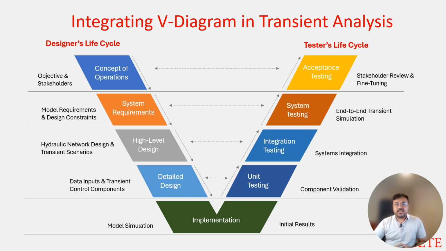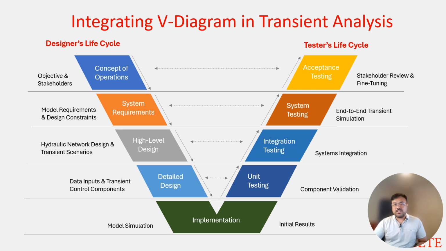At the bottom of the diagram, we reach the implementation phase where the design is turned into a working system. This is the bridge between the design and testing. Moving up the right side of the diagram, we start with unit testing followed by integration testing, where we test the interaction between components. Finally, we reach the top right side with system testing and acceptance testing, where the entire system is tested as a whole to ensure it meets the original requirements.